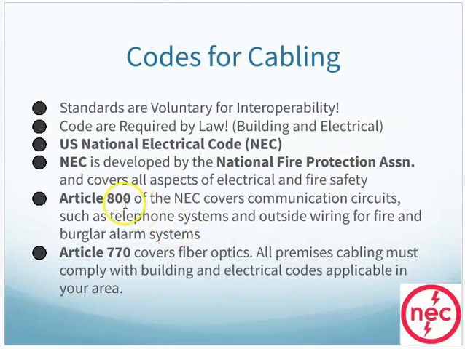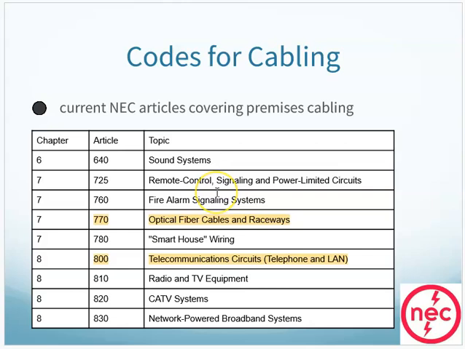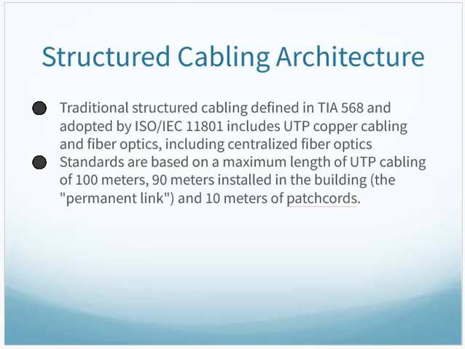Article 800 covers the communication circuits. 770 covers fiber optics. And then here was that chart we showed you back in Chapter 1, showing you the different areas of the National Electrical Code, and roughly 770 and 800 are the pieces that we would be paying attention to most.